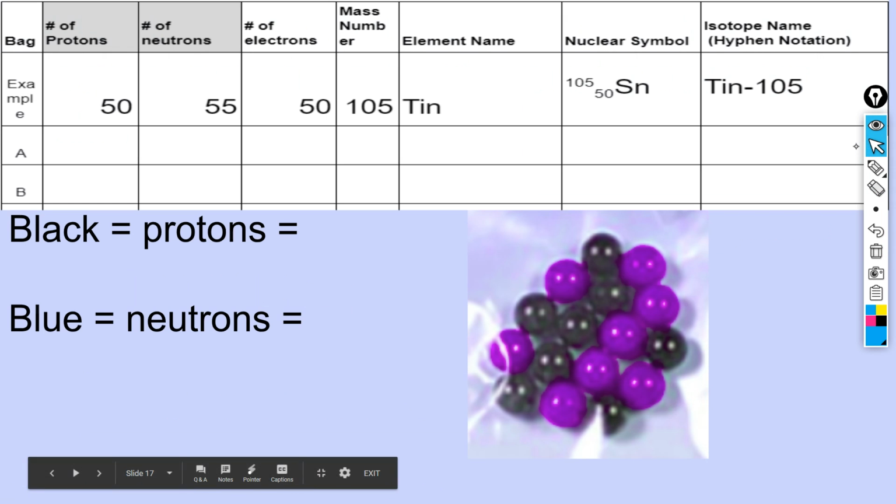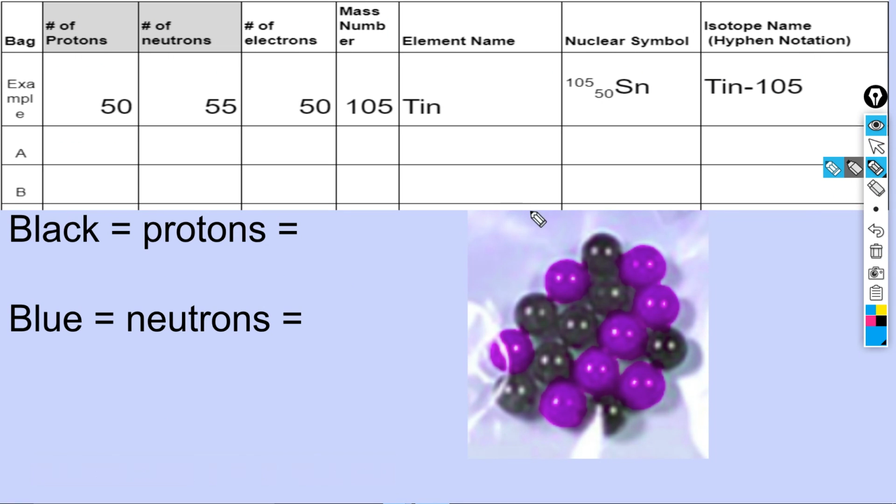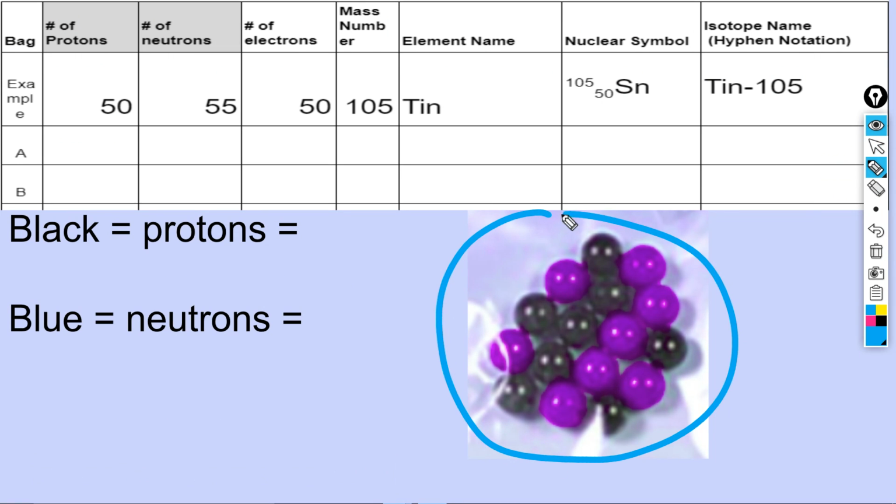And we're going to practice this. That's the point of the lab. So you're going to get different bags that represent the nucleus of different atoms. Here's an example of one. We're going to make this A. Black spheres represent protons, so we have to count the black ones.